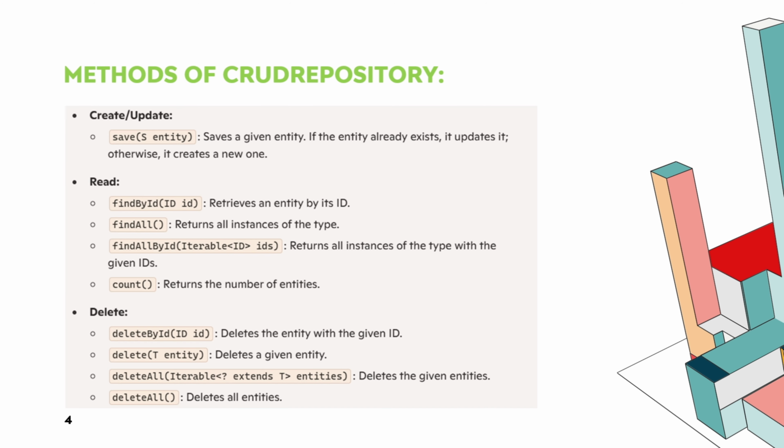In the CrudRepository, we have a lot of methods. For creating, we can use the save method. For update also, we can use the save method. For reading, we can use findById, findAll, and a few other find methods are available. For delete, we have deleteById, deleteAll, etc. Today, we are going to learn count. So we are going to implement the count method.